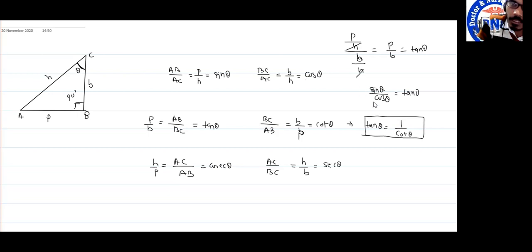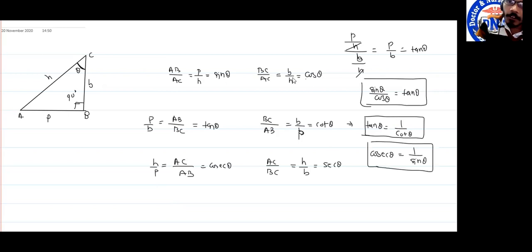In the same manner, you can say cosec theta is opposite to sine theta, means inverse. Sine theta is perpendicular by hypotenuse, whereas cosec theta is hypotenuse by perpendicular. So cosec theta is equal to 1 by sine theta. Similarly, cos theta is the inverse of sec theta, so sec theta is equal to 1 by cos theta. Very simple.